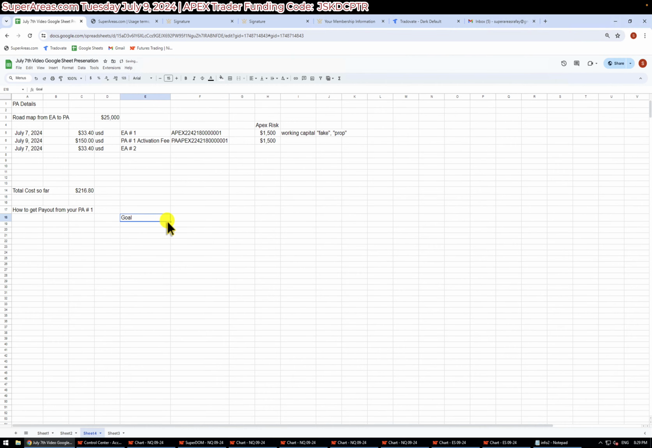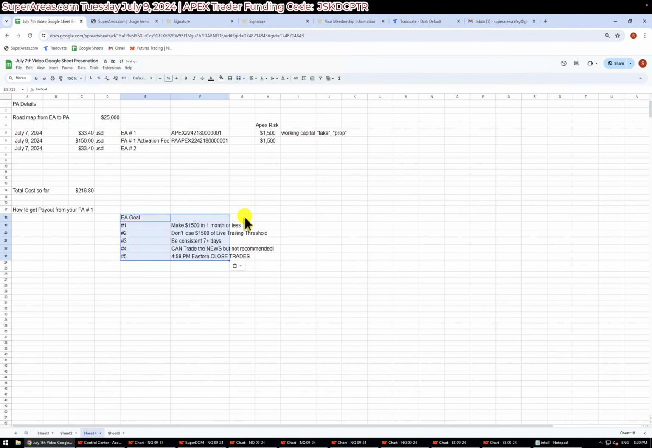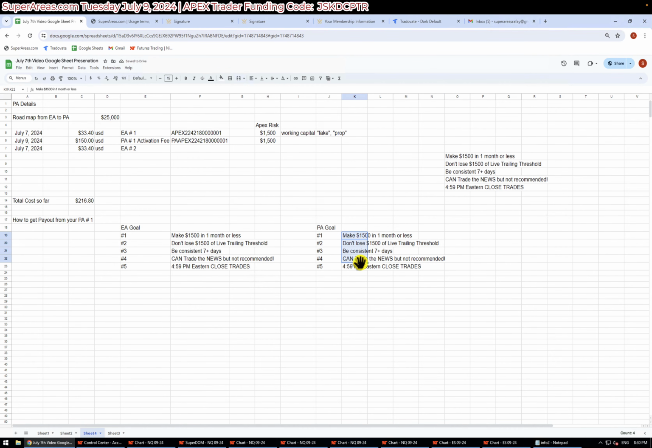Let me copy some goals and then I'll modify them as I write. These were the EA goals, and let's do the PA goals together. PA goals, number one. EA goals were that I have to make $1,500 in one month or less, or as much time as your subscription allows, but have a target of doing that in a month. I can't lose the $1,500 threshold, be consistent. Can trade the news, but not recommended, 4:59 Eastern. Now, PA has some benefits and some disadvantages. So I'm going to copy some rules here, and I will start writing this.